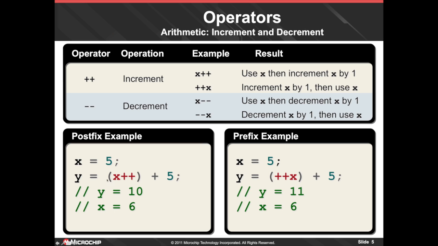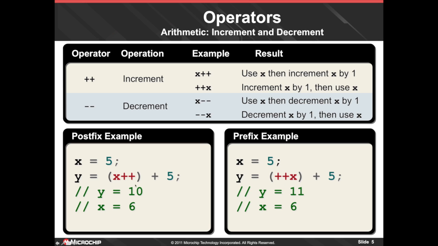You can see here we've used the 5 as part of the expression, and we've added it to 5 here to get 10, and then we've incremented it to 6 after we've used it. The prefixed example on the right means that we increment the value of x first, and then we use it in the expression. So it was 5, but we increment it to 6 first, then add it to 5. So we get 2 different results.